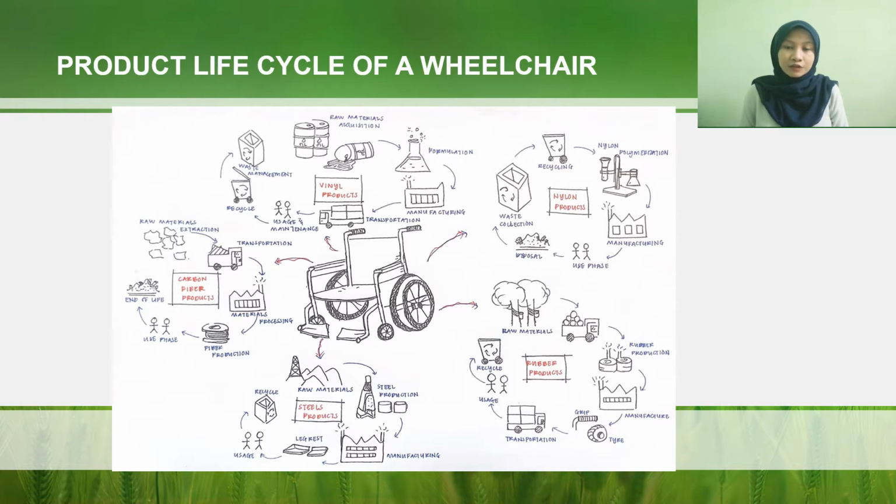Next, the life cycle of carbon fiber starts from raw material extraction, then transfers to material processing. In material processing, the polymer will combine with other material to form carbon fiber. So, carbon fiber will produce wheelchair parts such as footrest.